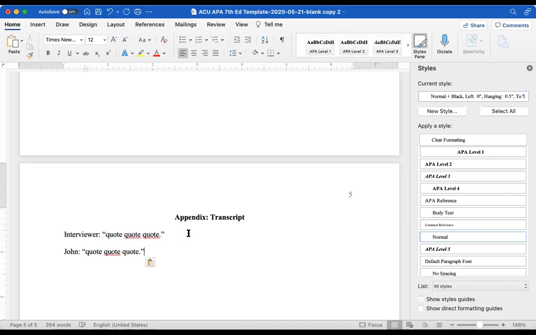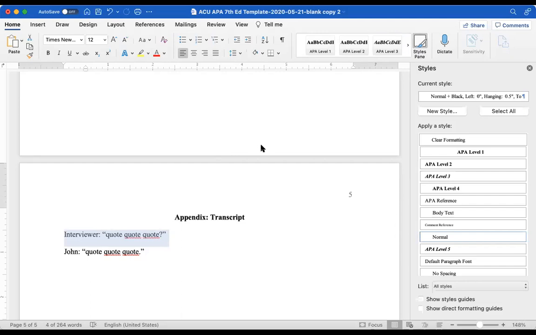Now, if you're asking semi-structured questions, you'll get some follow-up here where you'd have these different questions or prompts. And if you're doing a structured interview where you're just asking those specific questions, you don't need to bother with saying interviewer here. You can just list the question there because those questions are going to be exactly the same, because it's a structured questionnaire.